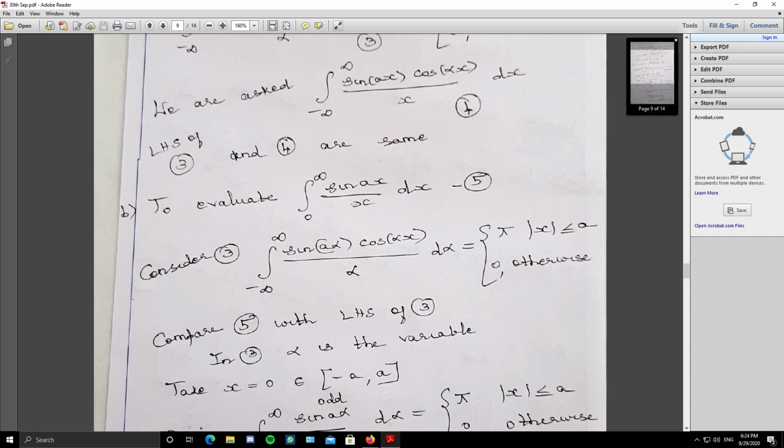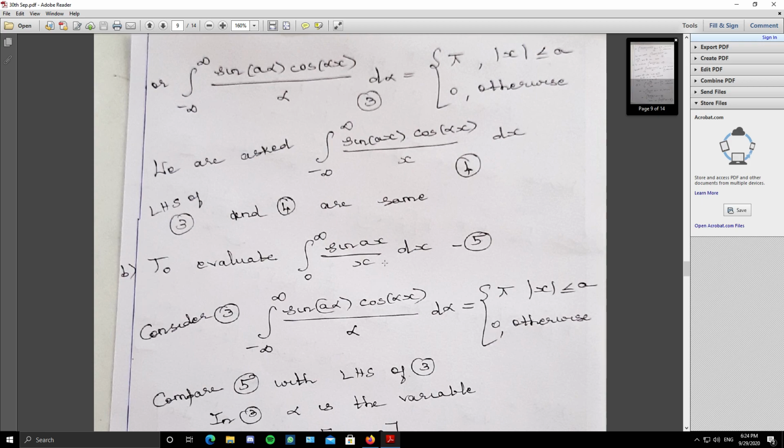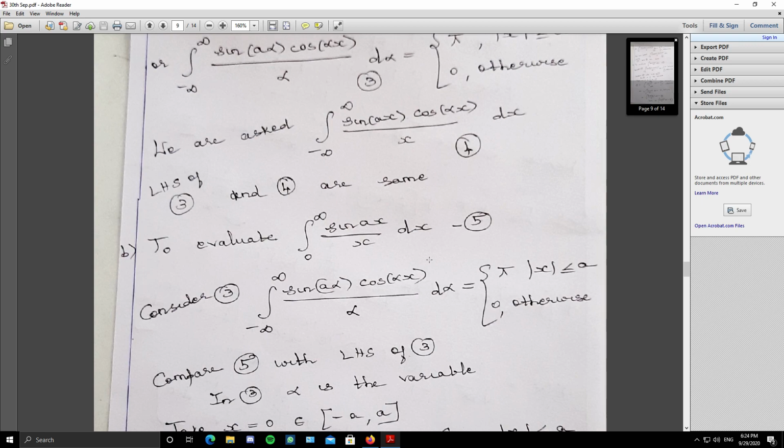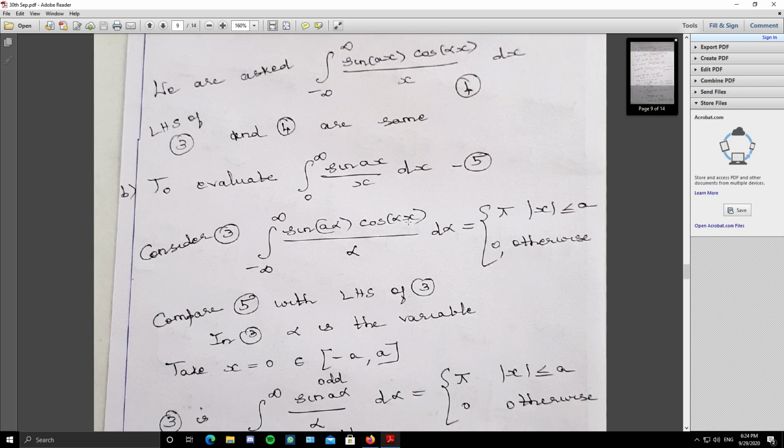We have to get this from this. We have already proved 3, so you have to get 5 from 3. You compare 5 with the left side of 3. You have to eliminate the cosine function. So how can we eliminate the cosine function? You know that cos 0 is 1. So you give a value for the constant. Alpha is a variable, so we cannot give a value for alpha. X is a constant, so if you take x as 0, cos 0 is 1.